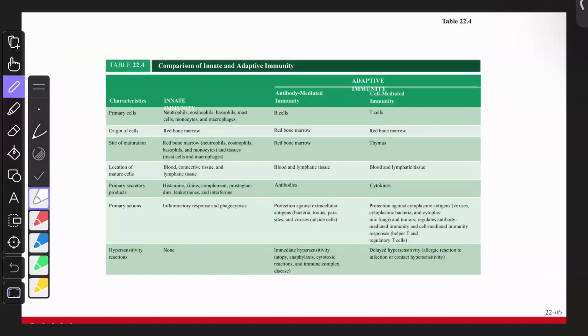Right. Okay, so this is just a table that compares innate immunity to adaptive immunity, and then within adaptive, antibody versus cell mediated. It's just a summary table, right? All of the things we've already talked about, they're summarized here for you.